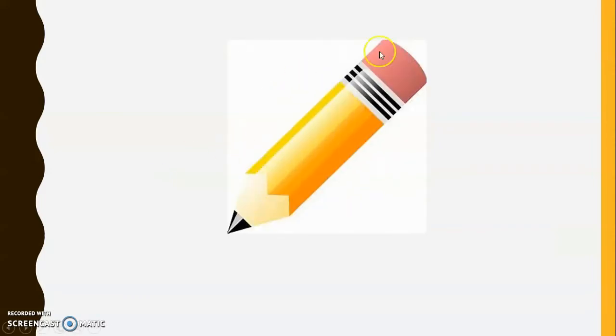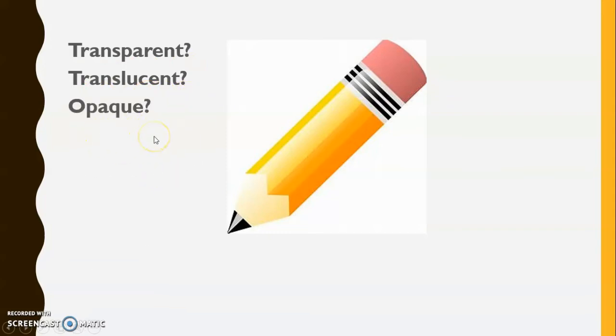Okay, we proceed to the next. It is a pencil. So what do you think the pencil is? Is it a transparent, a translucent, or an opaque object? Pencil is wood. So what do you think it is? It is an opaque. Very good.